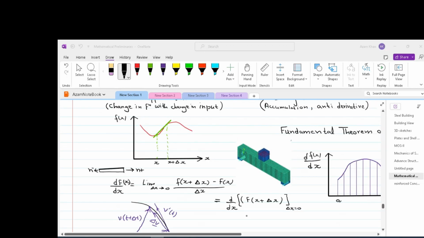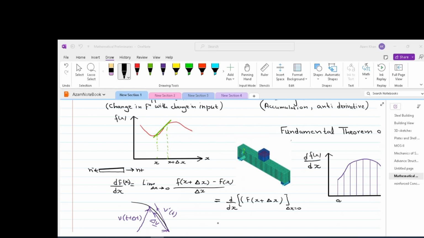This can also be written as d by dx of f of x plus delta x when delta x equals 0. So if we put delta x equal to 0, we get exactly the same thing as this one. This sort of presentation will be very useful when we discuss gradients.